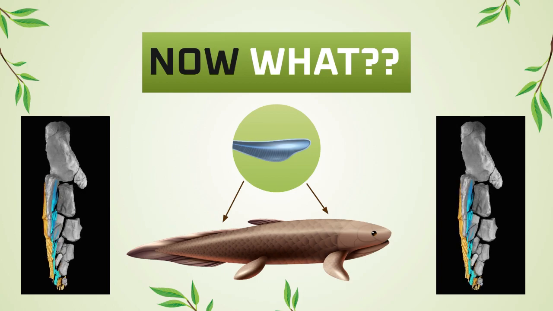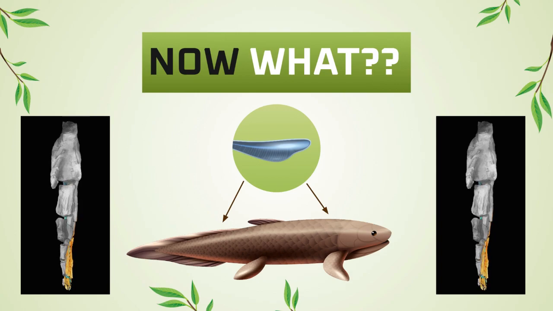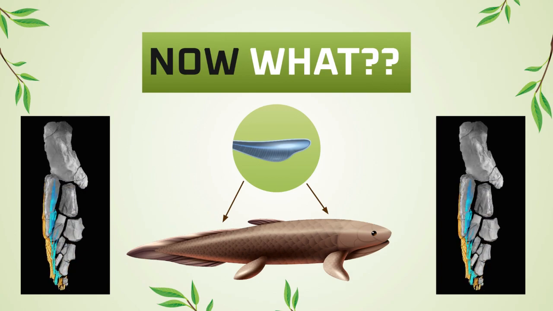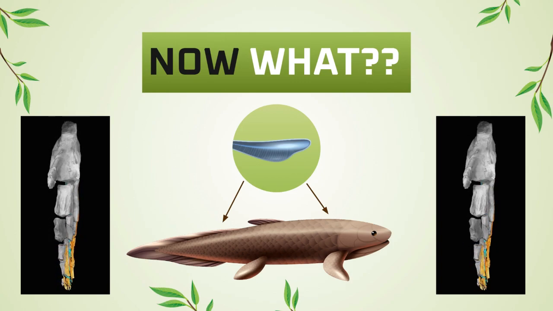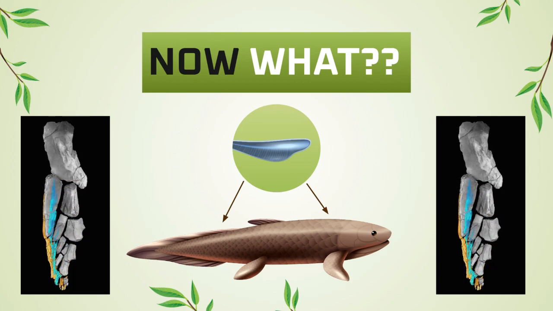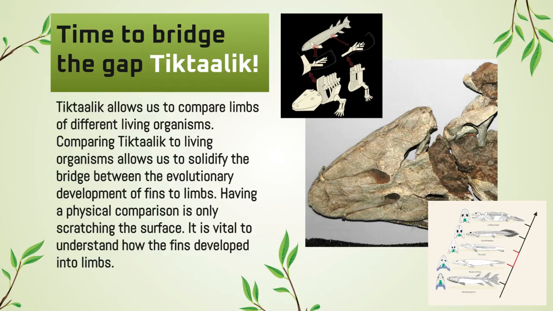So now that we have this fossil, now that we have Tiktaalik, what exactly do we do with it? We have our physical comparison, but we need something a little bit more, something that can genetically solidify the gap or the bridge between fish and tetrapod, fin and limbs. So it's time to bridge the gap, Tiktaalik. Tiktaalik allows us to compare limbs of different living organisms. Comparing Tiktaalik to living organisms allows us to solidify the bridge between the evolutionary development of fins and limbs.